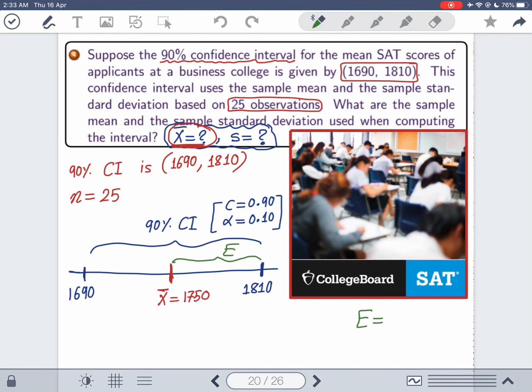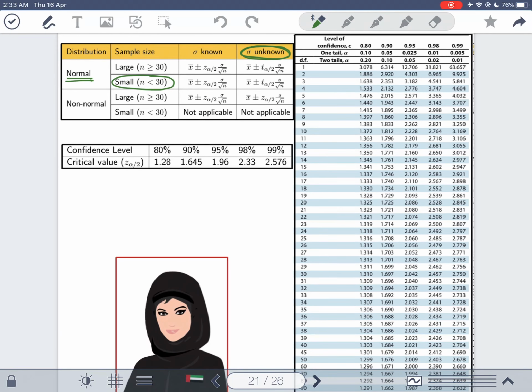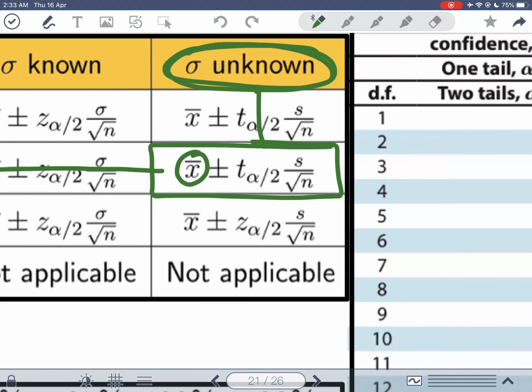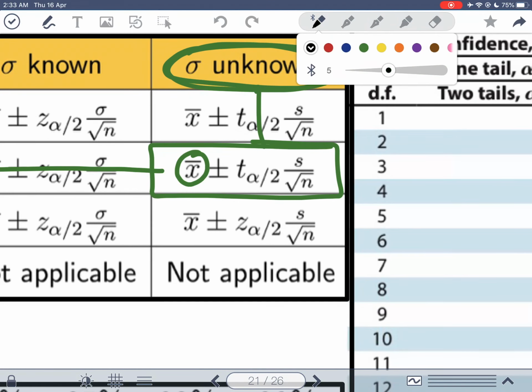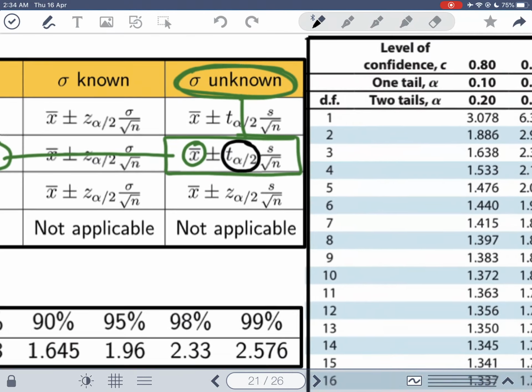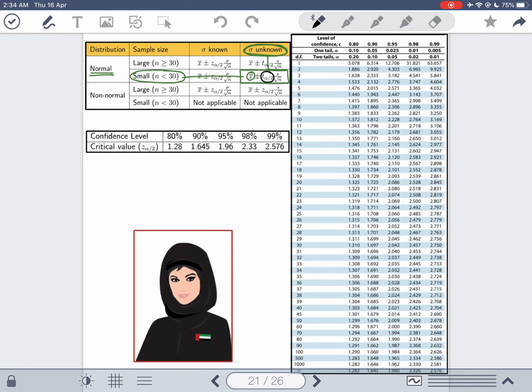Did it say normal here? It doesn't, so you must assume that here we have a normal distribution. The distribution of SAT scores is normal. And so we are going to be using this formula for the confidence interval. X bar, we have it already, we know it. Now let us find t sub alpha over 2.